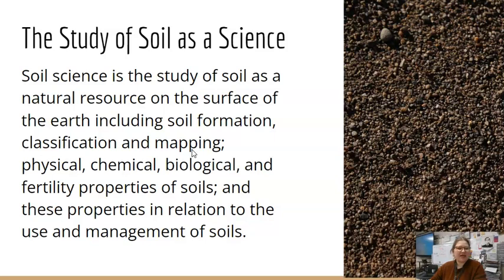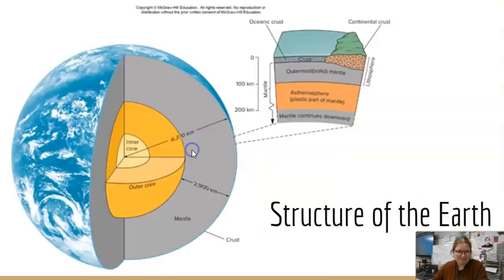So let's look at the study of soil as a science. Soil science is the study of soil as a natural resource on the surface of the earth, including soil formation, classification and mapping, and the physical, geological, biological, and fertility properties of soils, and these properties in relation to the use and management of soils. There are people whose entire life is dedicated to studying soil, figuring out what it needs, what we need, how to preserve it, and all of that.